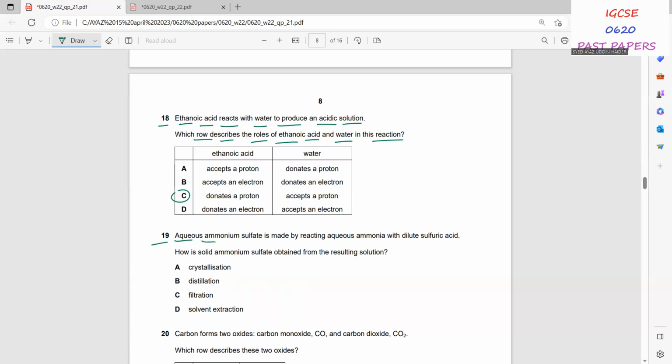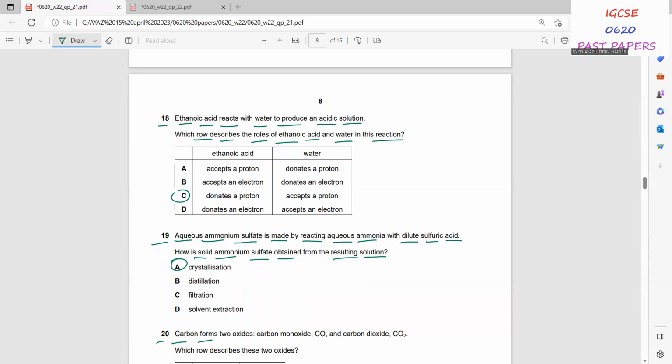Number 19. Aqueous ammonium sulfate is made by reacting aqueous ammonia with dilute sulfuric acid. How is solid ammonium sulfate obtained from the resulting solution? You simply crystallize it. So A will be the right answer in this case.